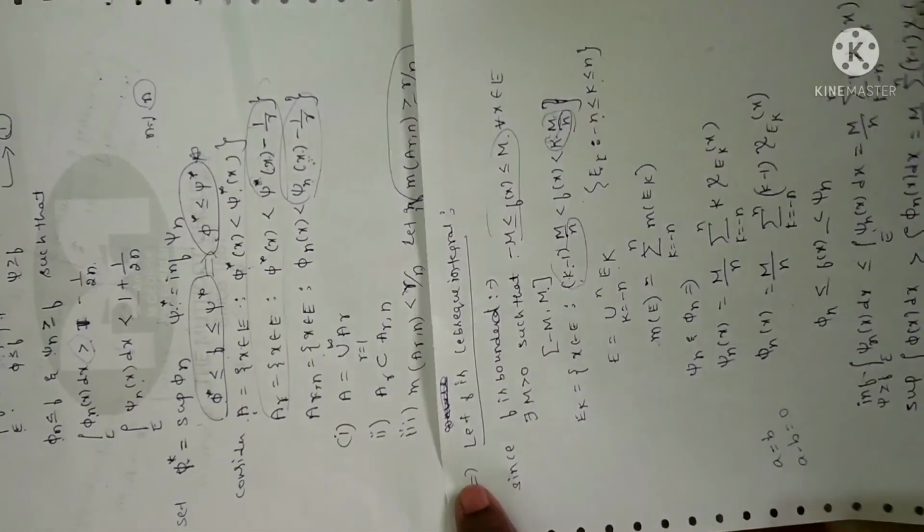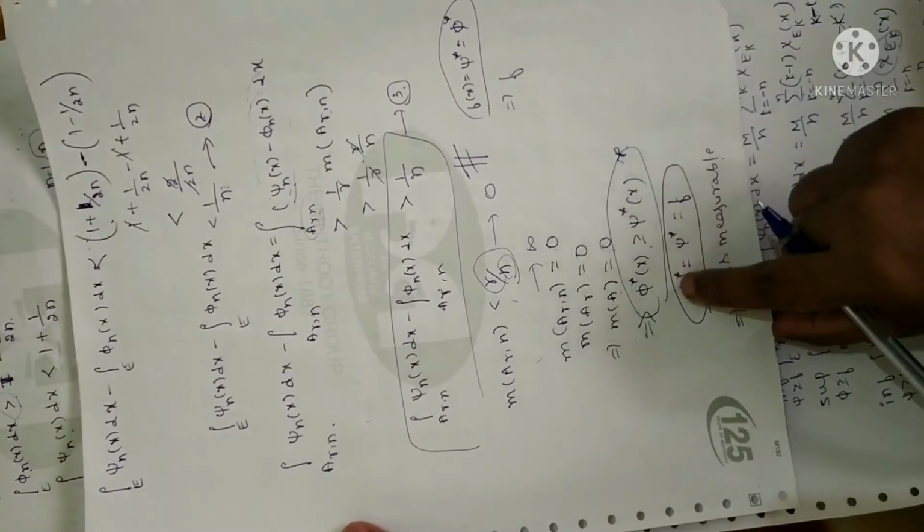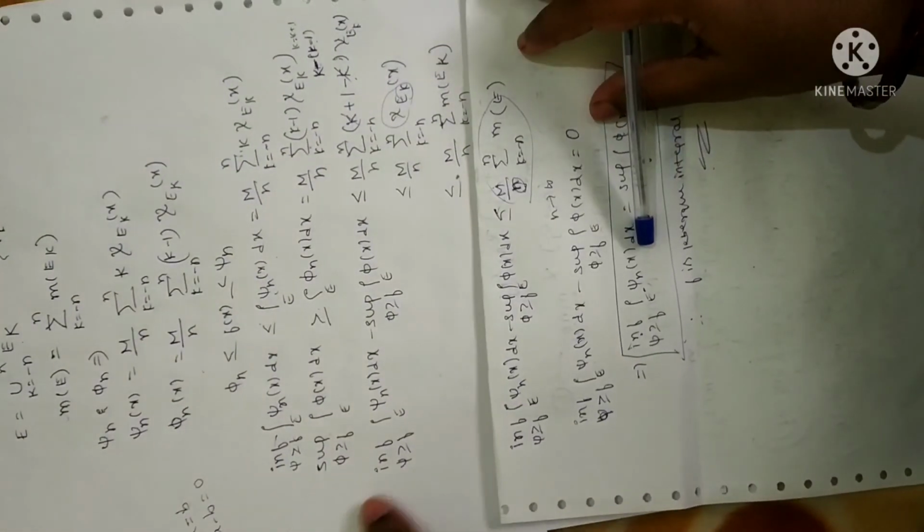So this is what the theorem is. First what I have proved is that f is measurable. Fine. By assuming the contradiction method, I have proved f is measurable. Next I have proved that f is Lebesgue integrable. Hope it is clear.